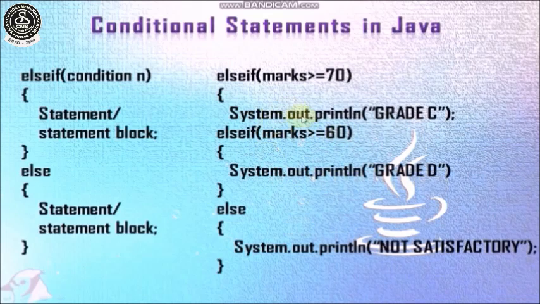So if neither of these four conditions is satisfied, then the else part will be executed, where it is given not satisfactory. So if it is below 60, then the result is not satisfactory. In this way we can have multiple branching, and depending on that we can make a selection depending on a condition.